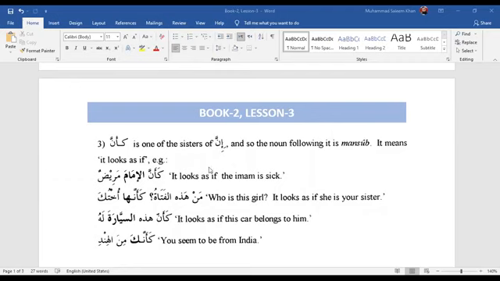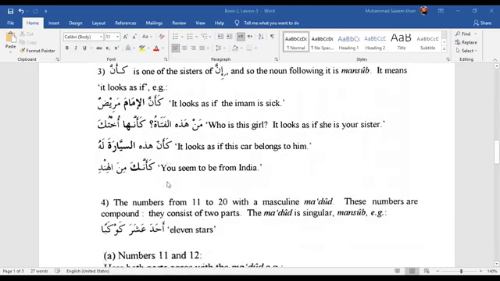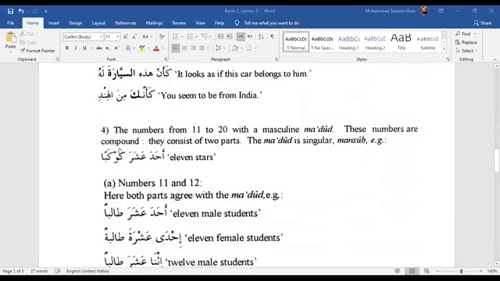So now we know inna, and then we know the sister of inna, which is la'alla, right? And now we also know walakinna, and we also know ka'anna. So we know about inna and 3 sisters of inna as well. So all of them are 4 now. 2 more left, inshallah, and they will be in the next lessons.